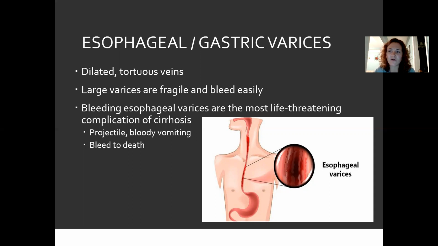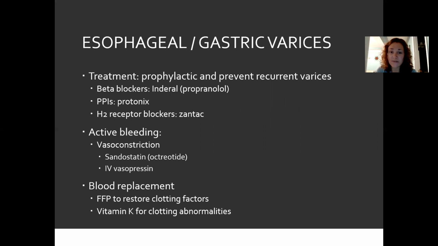Signs and symptoms of this are projectile bloody vomit. The treatment is going to be prophylactic treatment and prevent recurrent varices. So if we can identify that this patient has varices with their cirrhosis, then we want to give them things like beta blockers like propranolol, PPIs, proton pump inhibitors like pantoprazole or Protonix, and then histamine receptor blockers like ranitidine or Zantac.